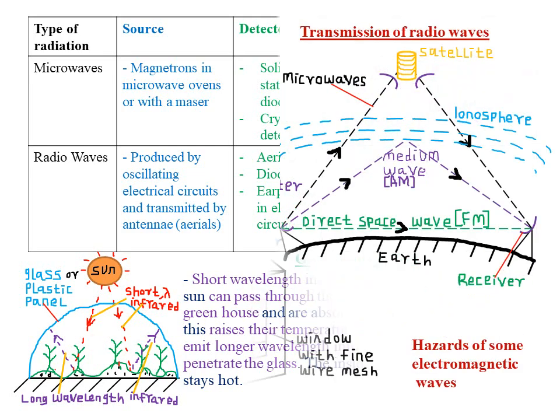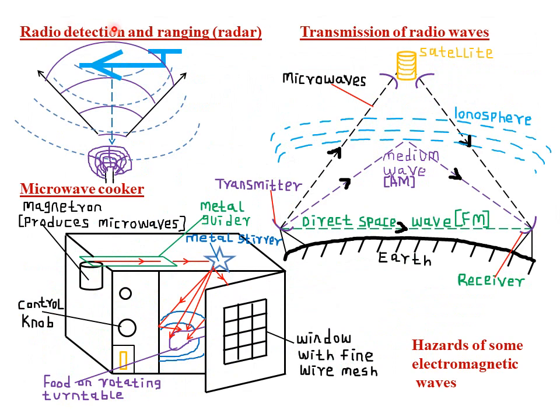Lastly, we look at radio detection and ranging communication, what we call radar communication. So we are saying that microwaves, which have a much shorter wavelength, are used for radar communication. This radar communication is useful in locating the positions of aeroplanes and ships. So you can see we are trying to locate this aeroplane using radar communication.